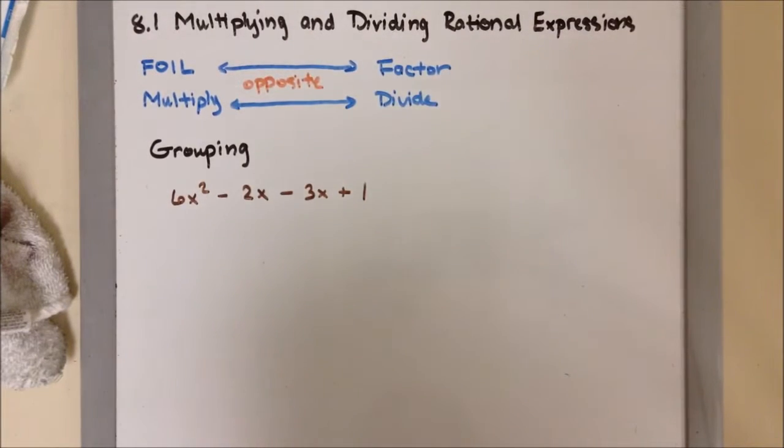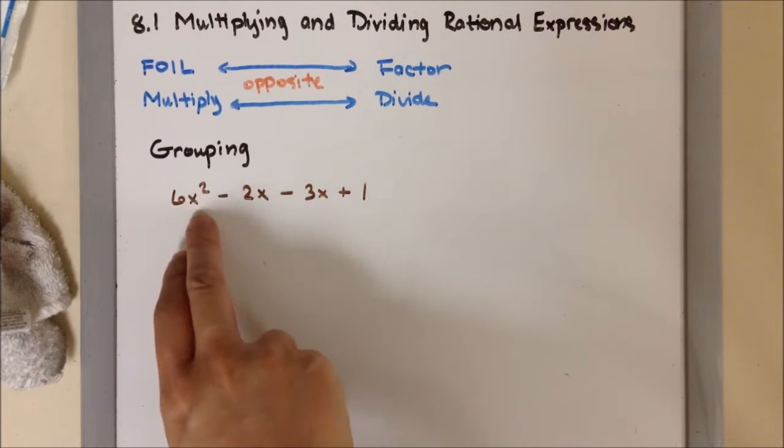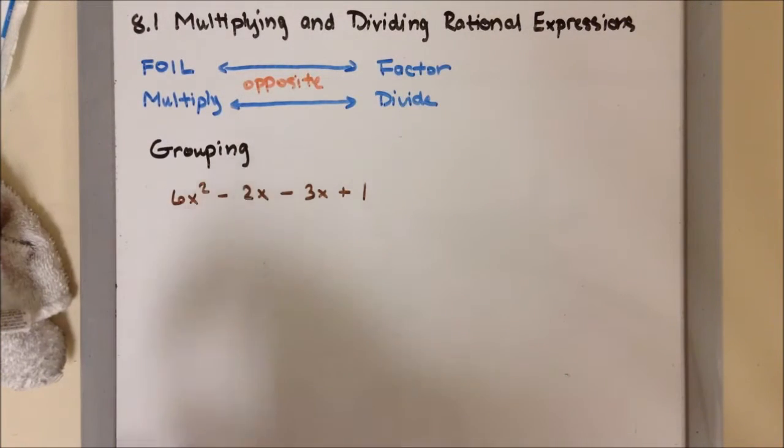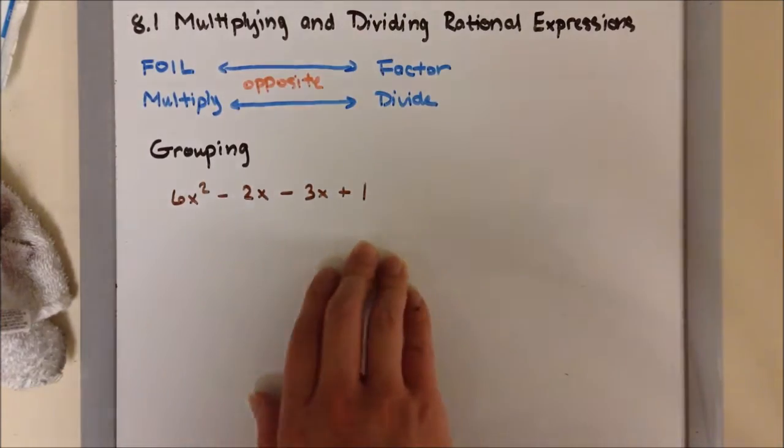In this part, we're going to focus on factor by grouping. So let's take a look. We have 6x squared minus 2x minus 3x plus 1. If it asks us to factor by grouping, I'm not going to combine like terms. I'm just going to work with what we have.